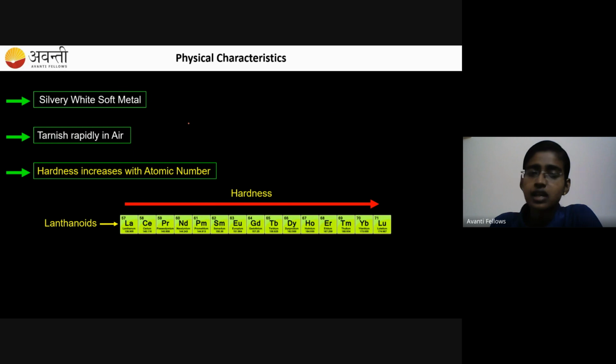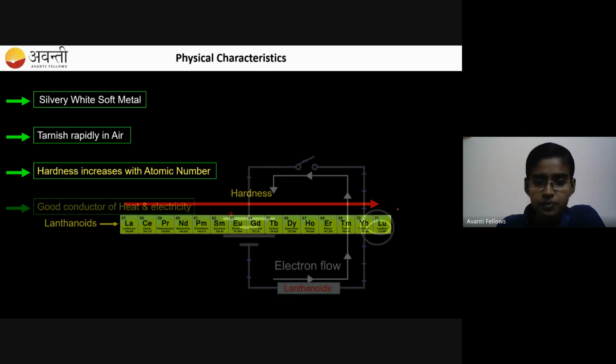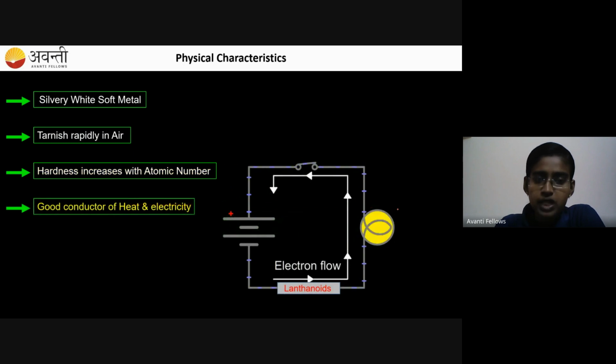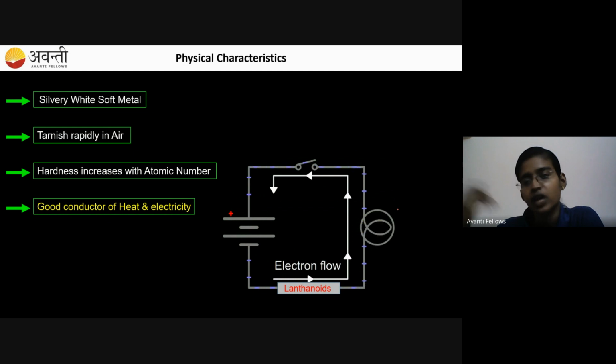And the hardness increases with atomic number. Across the period, the hardness of the element increases. Means lanthanum and cerium will be soft in nature, and ytterbium and lutetium are very hard. So the hardness increases across the period. Clear? And the fourth property is that they are good conductors of heat and electricity like d block elements.